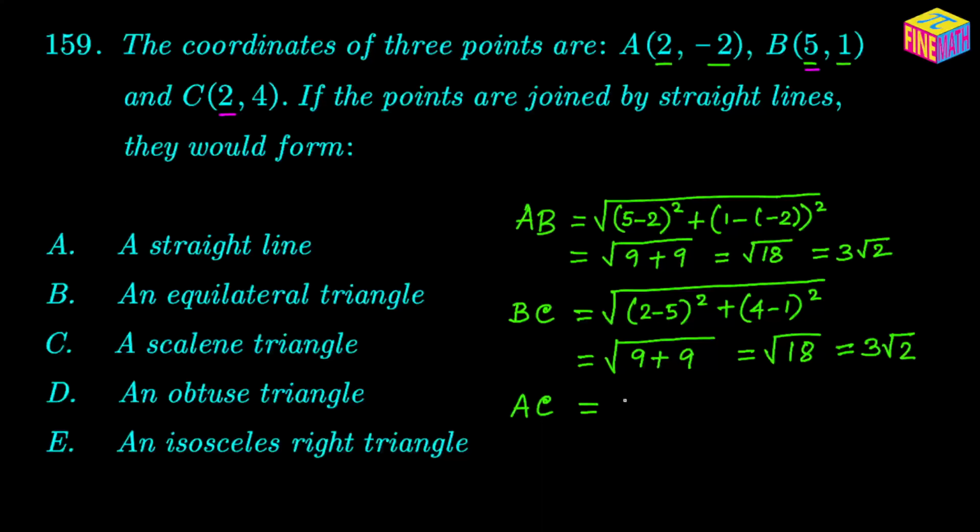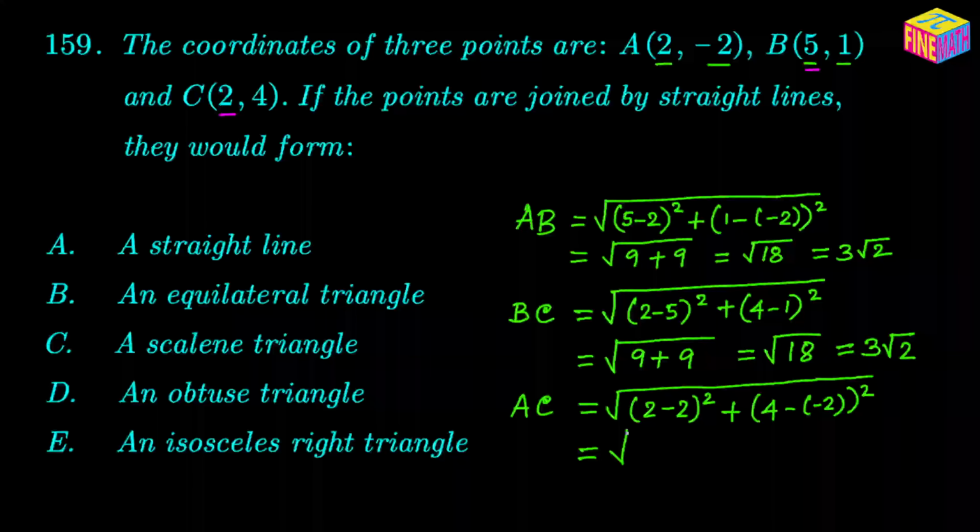And how about the line segment AC? Well, AC would be equal to the square root of (2 minus 2) squared plus (4 minus -2) squared, and that is equal to the square root of 2 minus 2, 0, that's 0 squared, plus 4 minus -2, that's actually 4 plus 2, that is 6 squared, and that is equal to the square root of 36, which can also be written as just 6.